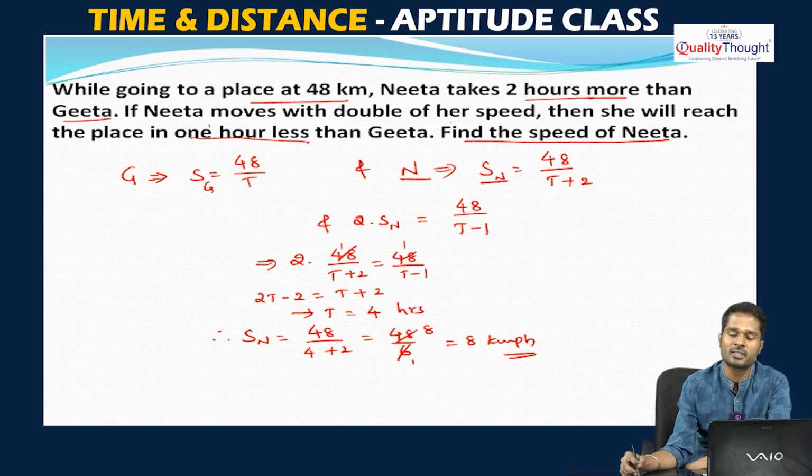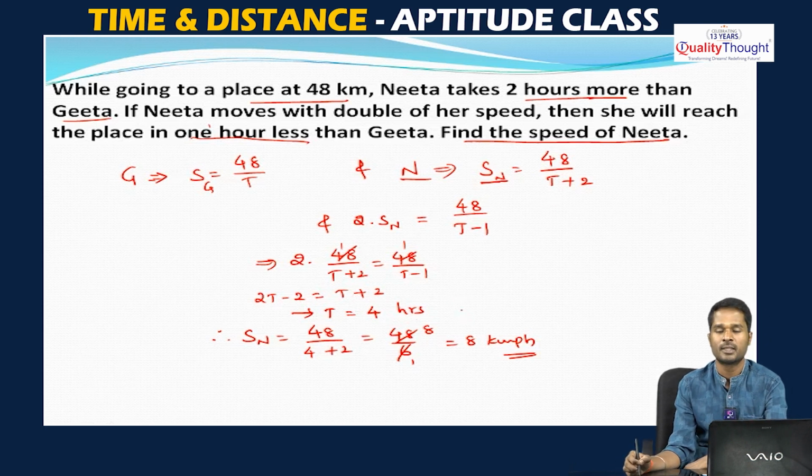So check, we just need to find the speed of Neeta. Substitute this S_N here: 2 into 48 by t plus 2 is equal to 48 by t minus 1. So 48 will cancel, go for cross multiplication. This is 2 into t, 2t minus 2 is equal to t plus 2, 2t minus t is t, plus 2 is 4 hours. So the speed of Neeta is 48 by 4 plus 2, that is 6, 6 ones are 6, 8s are 48, that is 8 kilometers per hour is the speed of Neeta in this case.